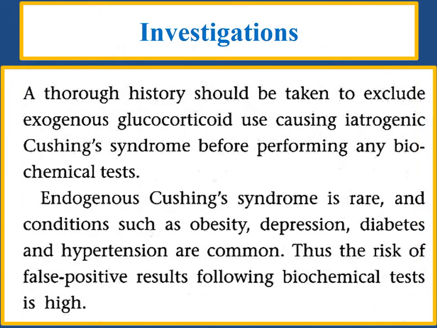Which investigations should we order in a case of suspected Cushing syndrome? A drug history should be taken to exclude exogenous glucocorticoid use causing iatrogenic Cushing syndrome before performing any biochemical test. Endogenous Cushing syndrome is rare, and conditions such as obesity, depression, diabetes, and hypertension are common. Thus, the risk of false positive results following biochemical testing is high.